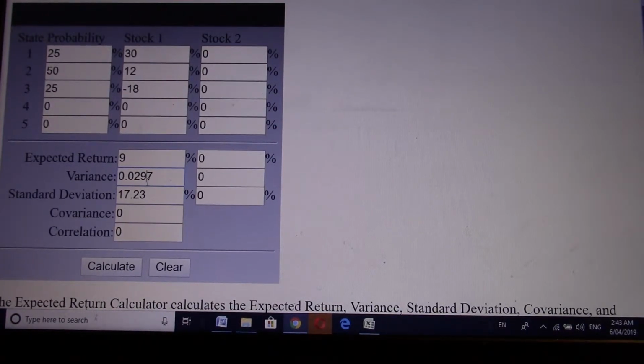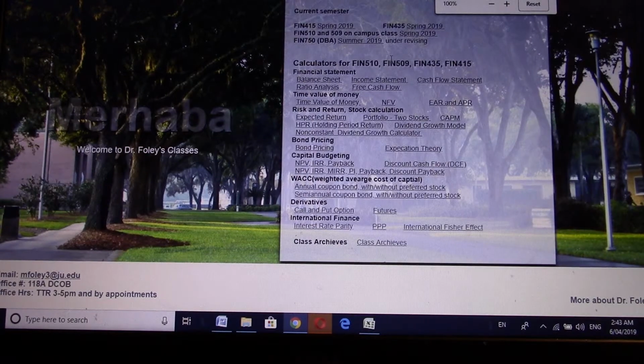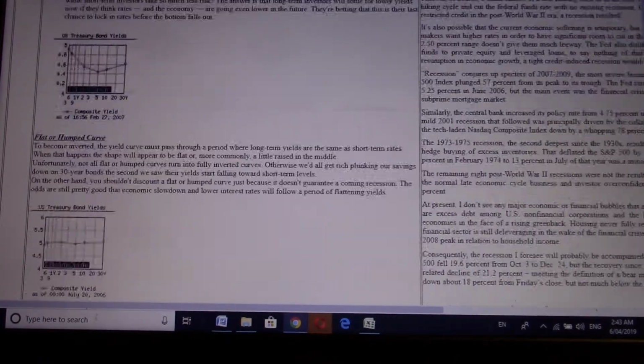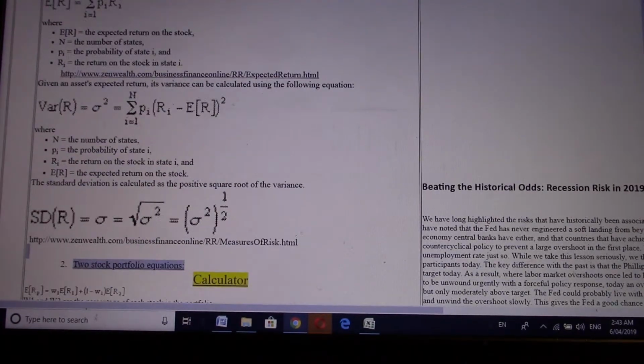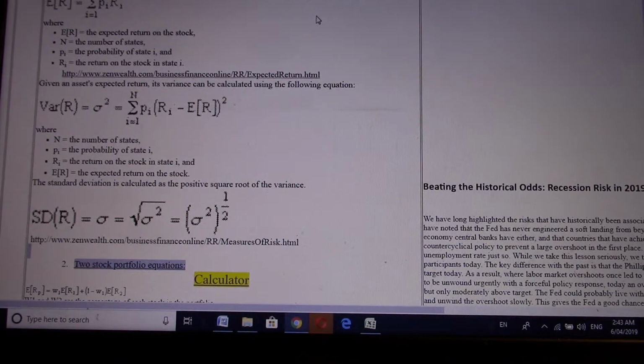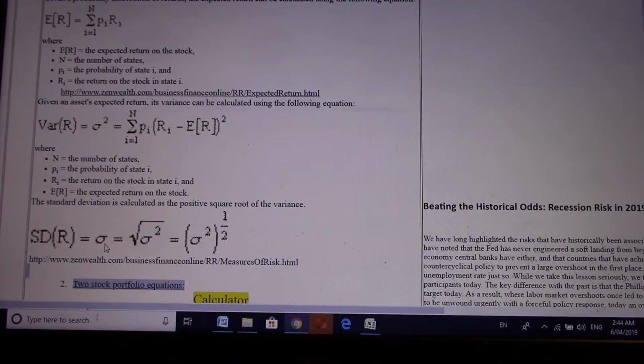The equations for variance and standard deviation you can also find on the class website for the on-campus class. This is the equation for the variance. The square root of the variance is the standard deviation. Ri is the return for that economic condition, Pi is the probability for that economic condition to happen, and ER is what we got from the expected return. Once we get the variance, we take its square root to get the standard deviation.